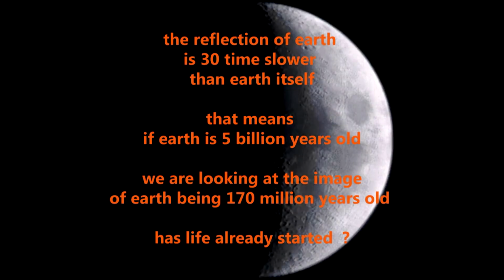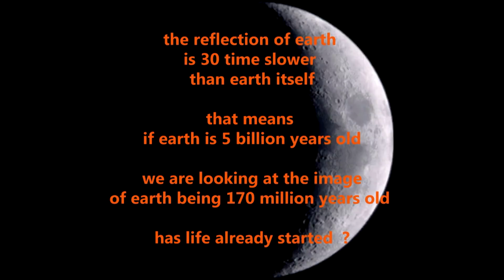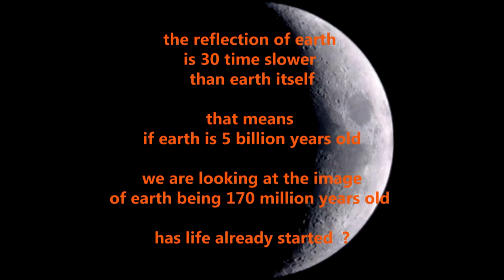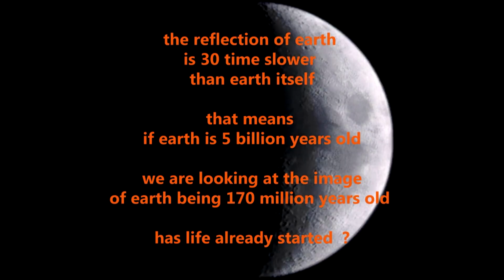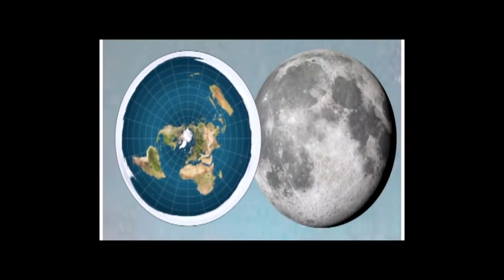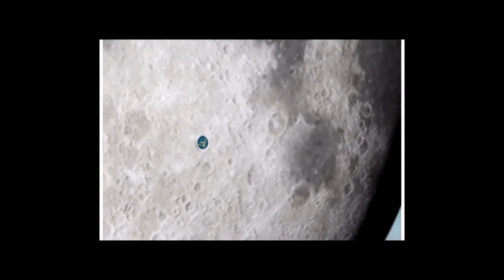If the reflection of Earth is 30 times slower than Earth itself, that means if Earth is 5 billion years old, we are looking at the image of Earth being 170 million years old. Has life already started? So, if you take a telescope and you look at the moon, you probably won't see any humans running around. Now I will prove to you that we are living on a greater ball.